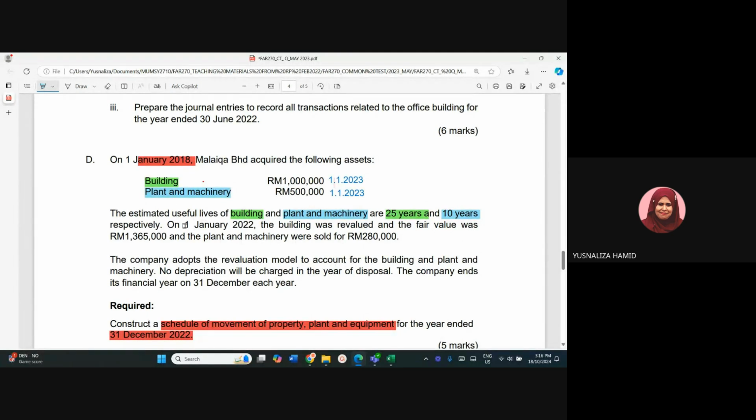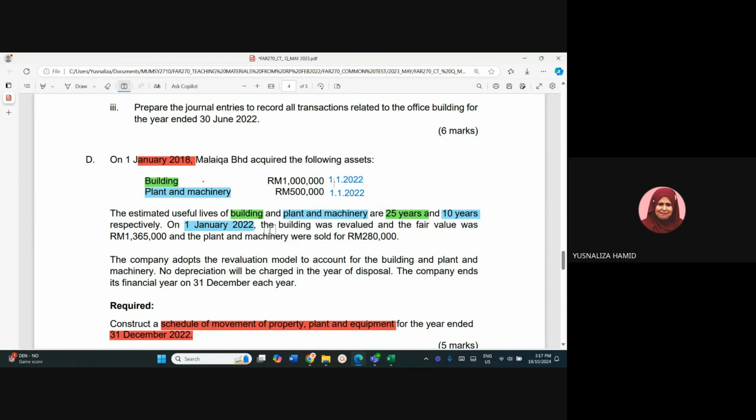And then on 1st of January 2022, you are informed the building was being revalued. Sorry, here should be 1st of January 2022. Please make correction here. This is not 1st of January 2023, it's 2022. So the current year is 2022. I'll just make some correction there.